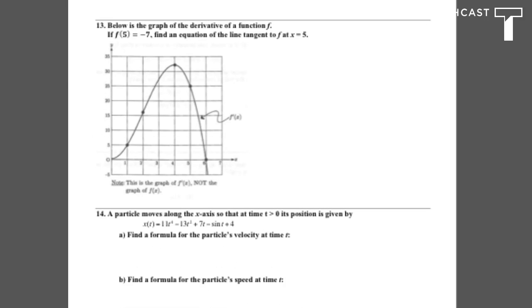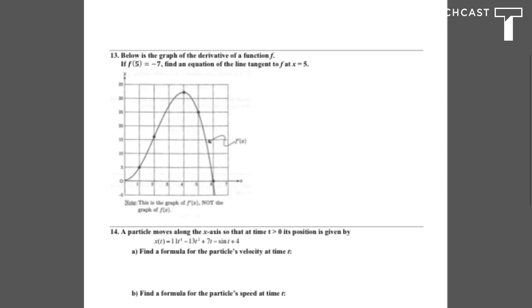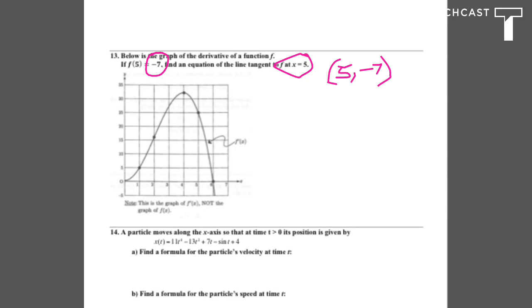So take a look here. This is problem number 13. Remember, we've made a correction on problem 13. We've been asked to write the equation of the tangent line to f at the place where x equals 5. Well, to write a tangent line equation, I need an ordered pair. I've been told x should equal 5. When x equals 5, I know from here that y equals negative 7. The other thing I need is the slope of the graph of f, that's f prime of x, at the place where x equals 5.